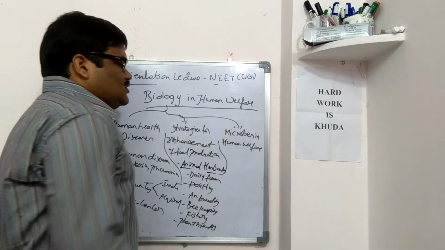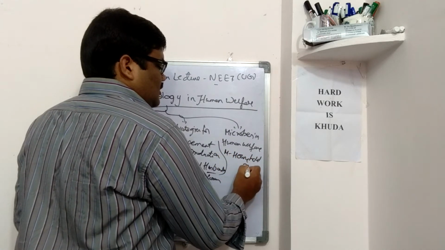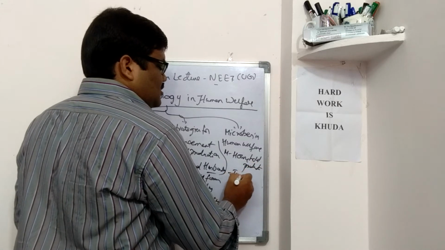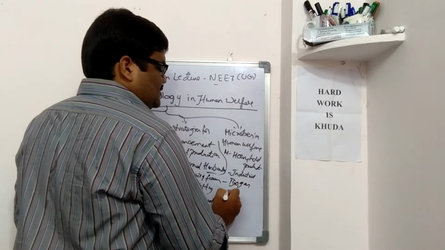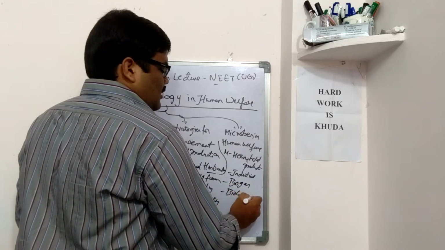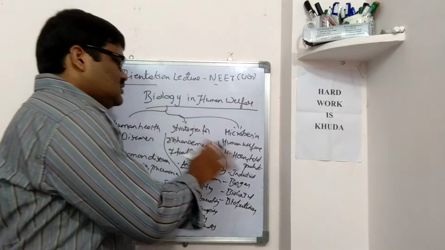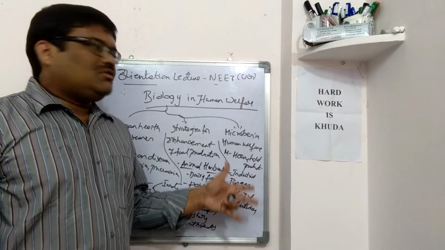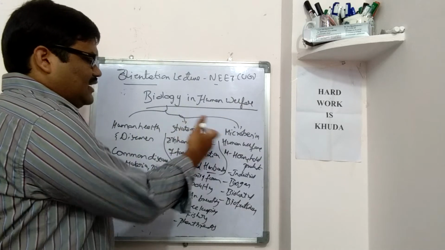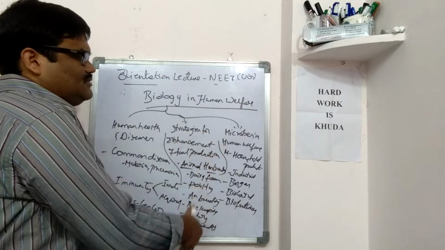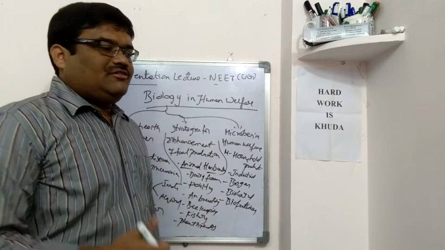Then microbes in human welfare, like microbes in household products, microbes in industrial products, microbes for biogas production, microbes as biocontrol agents, then microbes as biofertilizers. They're the most important sub-themes under microbes in human welfare. So in human health and disease, these are some of the important sub-themes, and strategies for enhancement of food production like this. And some other themes. Okay, these all come under the head of biology in human welfare.